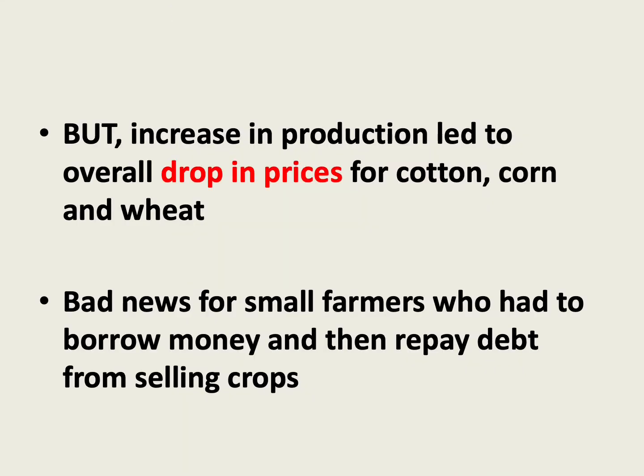So now we have, for the reasons I just mentioned, a huge increase in agricultural production, but with demand the same as you learned in basic economics, that drives the prices down. And so over this entire period of time, there was a general drop in prices for cotton, corn, and wheat. And this was really bad news for many farmers who had borrowed money, and then they had to repay the money by selling their crops. So if they borrowed money early in the year expecting their crop to sell at a certain price, but then the price keeps going down, they're obviously not going to earn as much money. And so they go badly into debt.